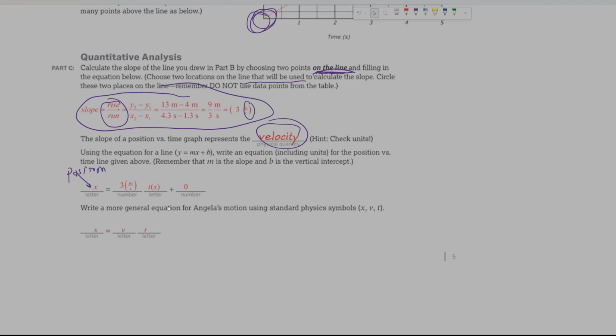Okay, a more general equation using standard physics symbols such as x, v, and t. So the letter x is, again, position, the letter v for velocity, and the letter t all by itself. You don't need to include units because it's a variable. You might choose different units besides seconds for time. Very good.